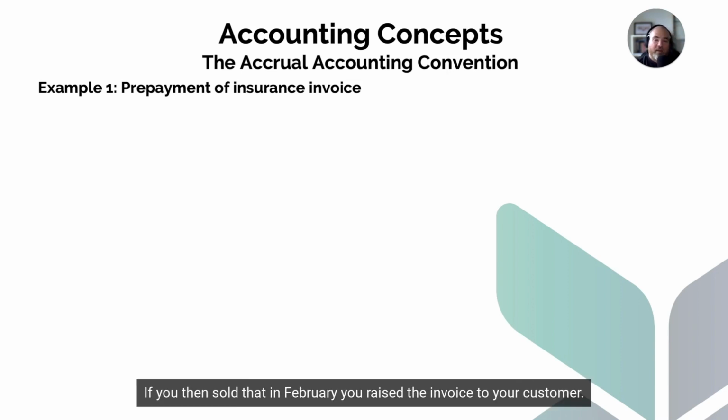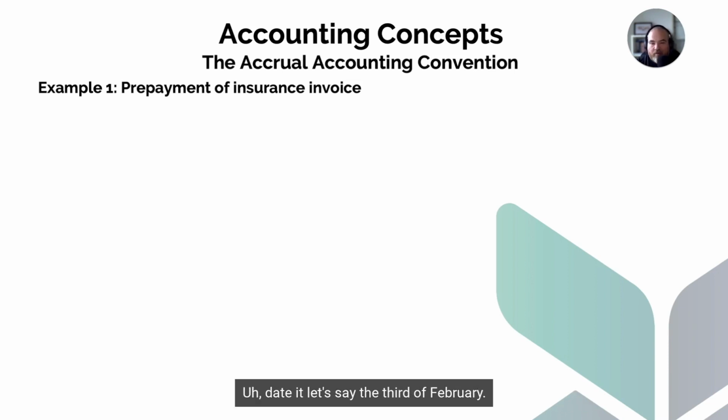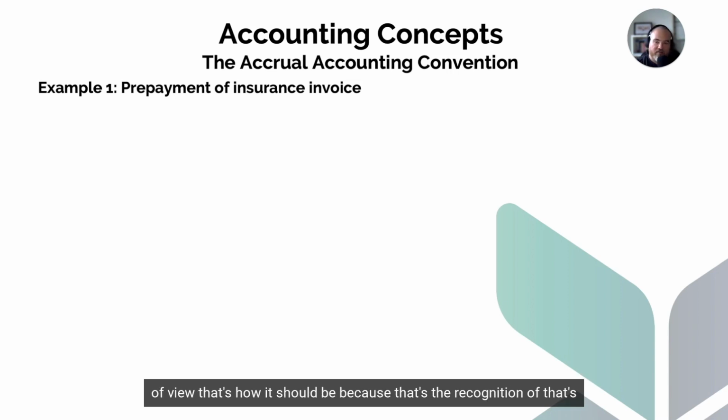If you then sold that in February, you raise the invoice to your customer, dated, let's say, the 3rd of February, your accounting system will record that as a sale in February. Now, both of those are correct, and from a VAT point of view, that's how it should be, because the tax point on the invoice is the date. So that's when the VAT is recognised, and it's also when the revenue or cost is recognised in the accounting system. But to abide by the Accrual Accounting Convention and to record the correct profit in a given period, we need to move one of those into the same period as the other. And 9 times out of 10, it's the cost that you're going to move.